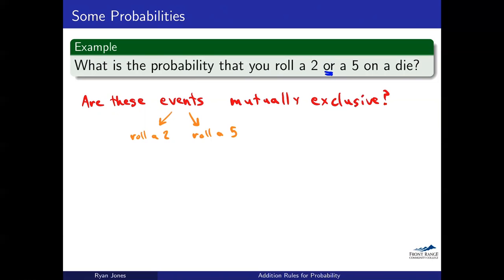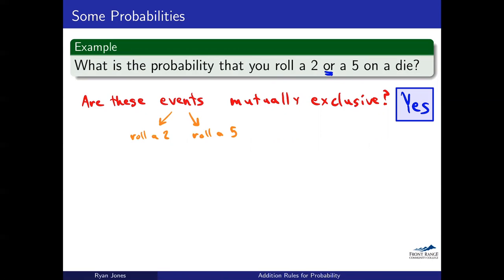And when I look at this, as we described before, it seems to me as though they are. We think that they are because it's not possible to roll a single die and roll both a 2 and a 5 at the same time. At best, it's going to be one or the other, but you definitely can't roll both at the same time. So these events cannot happen at the same time. So they're going to be mutually exclusive. So let's go ahead and move on.